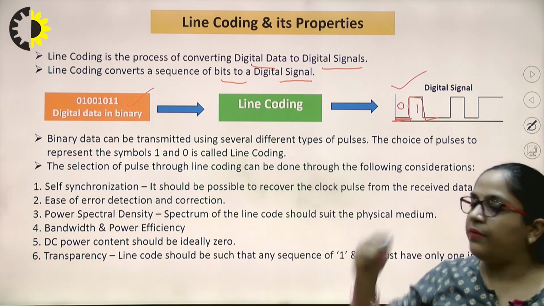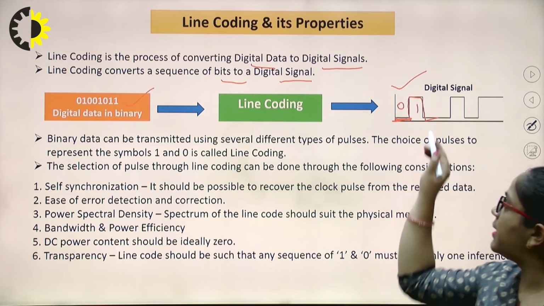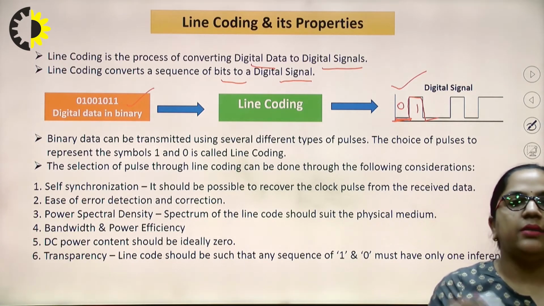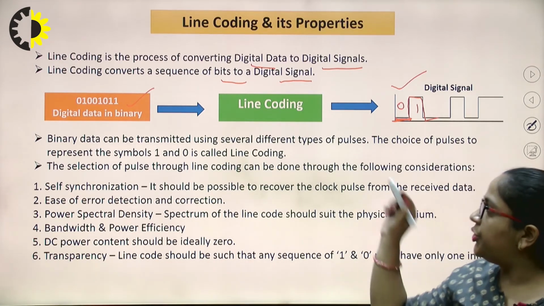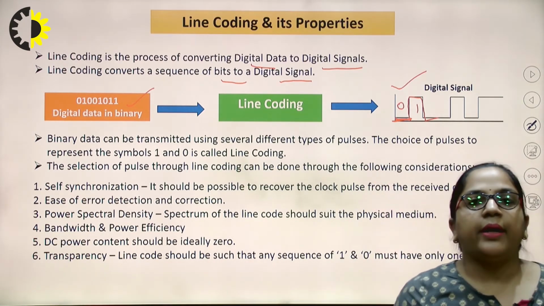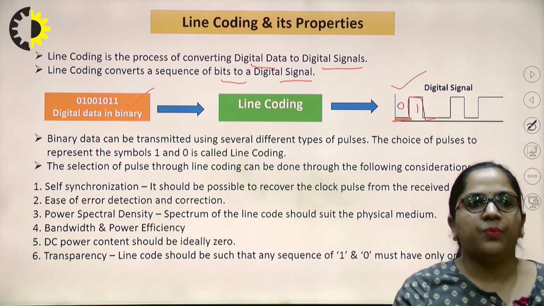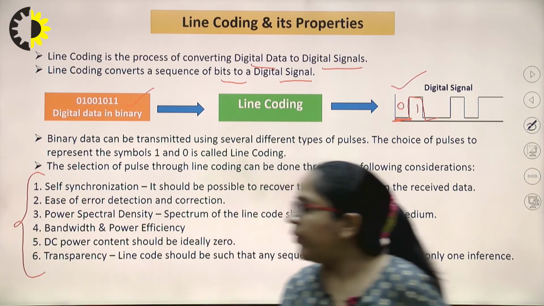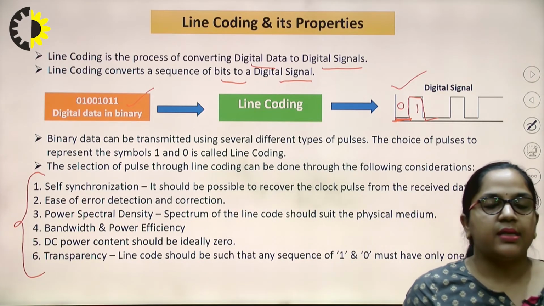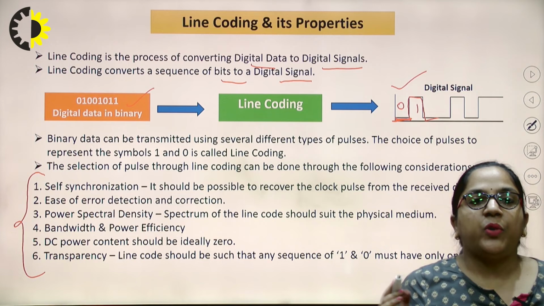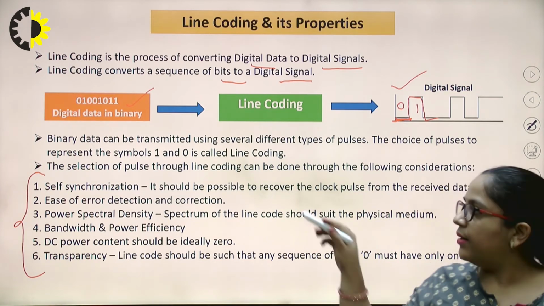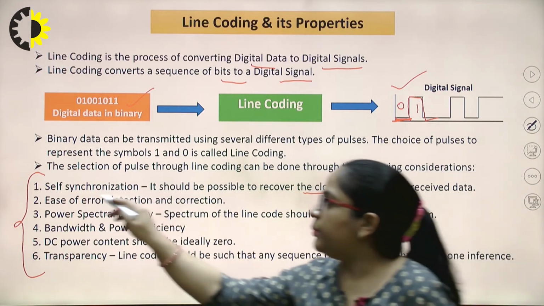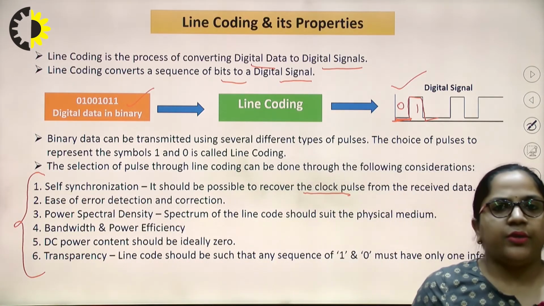We have different types of techniques with the help of which we can assign a kind of pulse or waveform to a particular binary, that is either 0 or 1. The selection of a particular line coding technique, that is the selection of pulse, can be done by keeping these points in mind. The very first one is self-synchronization, that it should be possible to recover the clock pulse from the received data. If we are selecting a particular line coding technique, then it should be capable of self-synchronization.